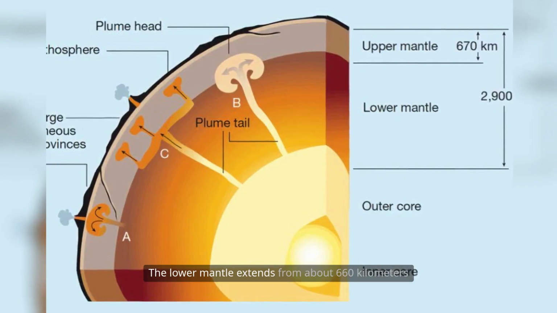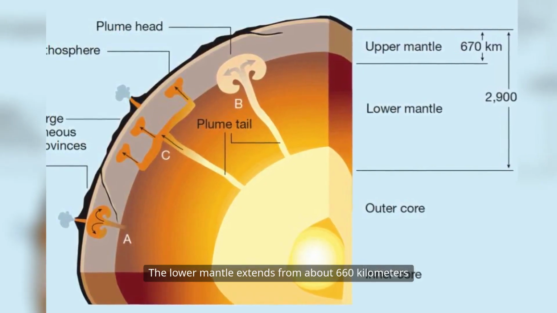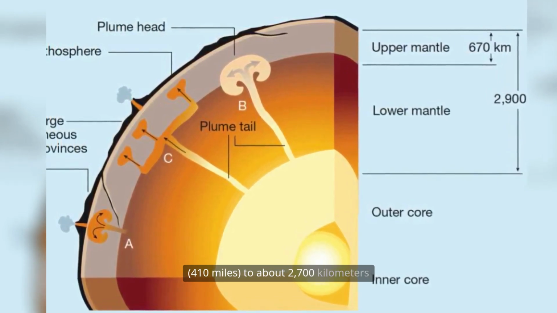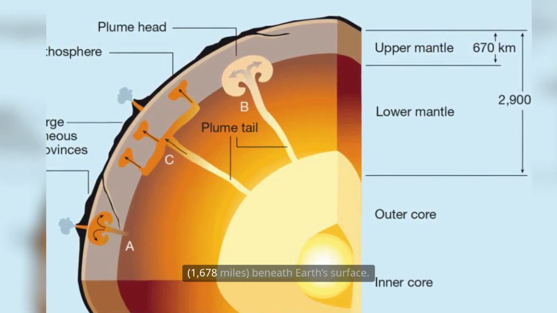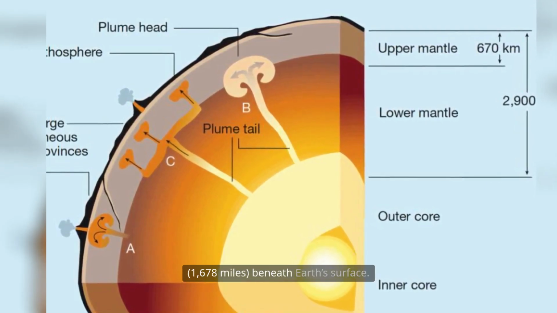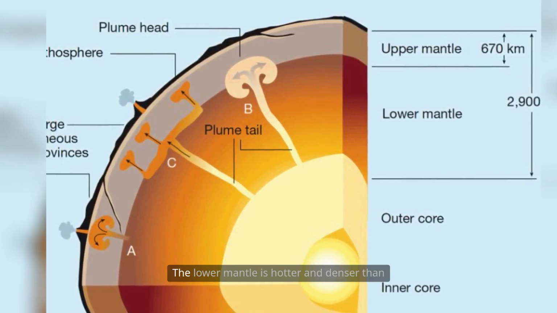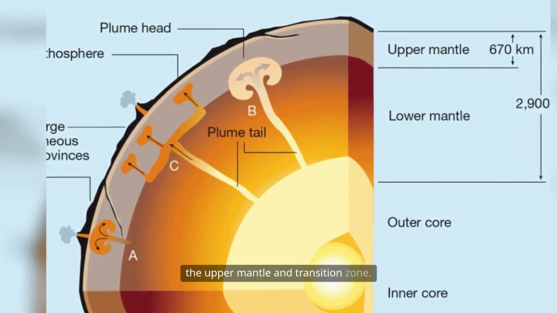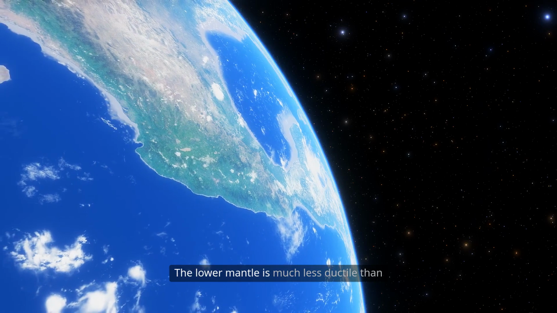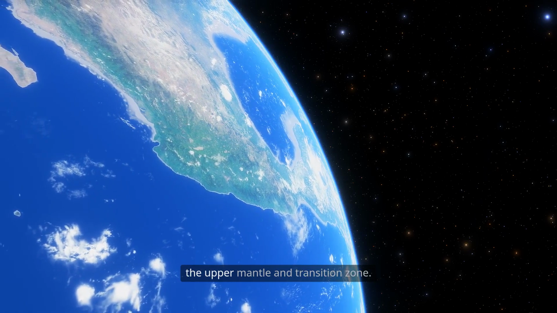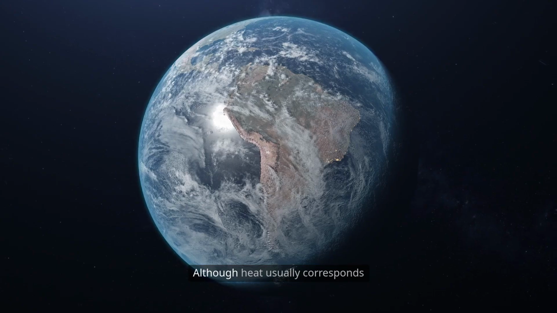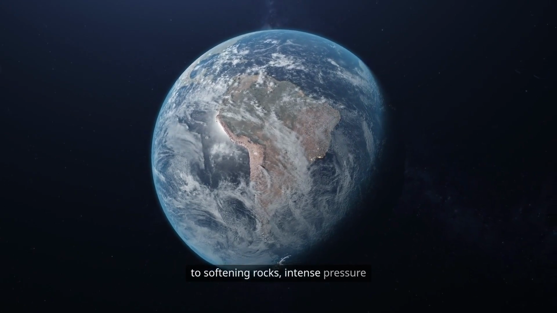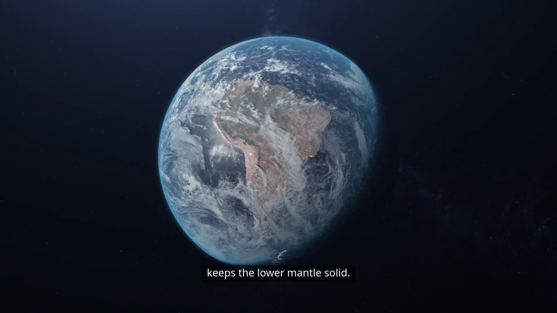The lower mantle extends from about 660 kilometers, 410 miles, to about 2,700 kilometers, 1,678 miles, beneath Earth's surface. The lower mantle is hotter and denser than the upper mantle and transition zone. The lower mantle is much less ductile than the upper mantle and transition zone. Although heat usually corresponds to softening rocks, intense pressure keeps the lower mantle solid.